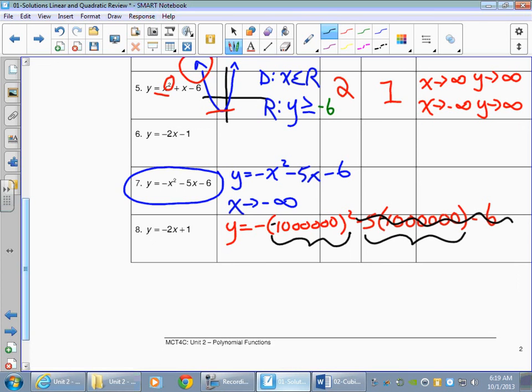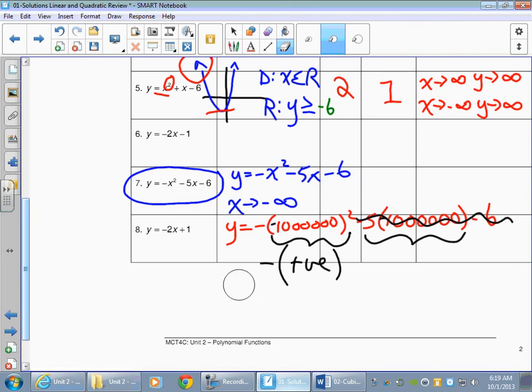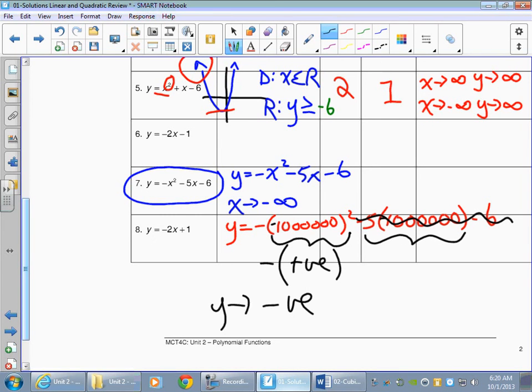But all I have to do is look at what happens in this one section of the graph, in that first term. I have negative 1 million squared. I'm going to get a positive value in the brackets. Because there's a negative number out front, the positive value in the brackets overall is going to be negative. And so what that tells me is, as x becomes really, really large negatively, y also becomes negative.